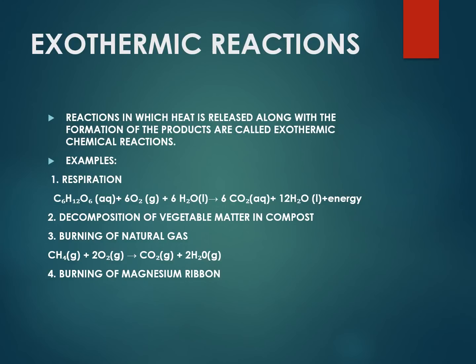We can represent the equation as C6H12O6 plus 6O2 gives 6CO2 plus 6H2O plus energy. Second, decomposition of vegetable matter into compost is again an example of an exothermic reaction. Burning of natural gas, where methane burns in oxygen to produce carbon dioxide, water, heat and light, and burning of magnesium ribbon are all examples of exothermic processes.